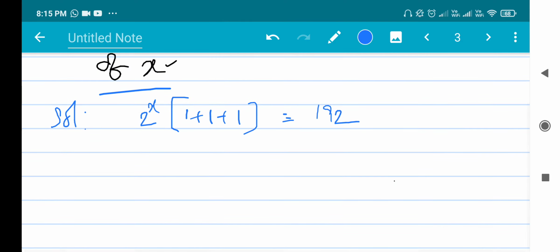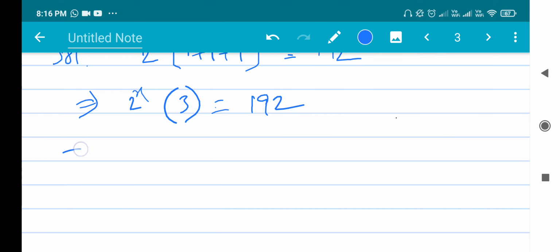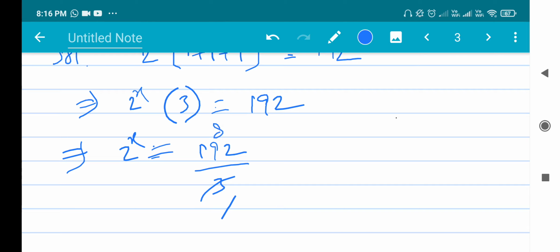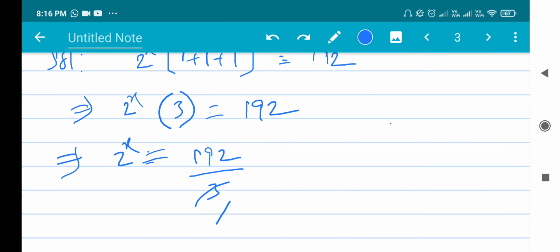So what happened here? See, 2 to the power of x, 1 plus 1 plus 1 is 3, is equal to 192. So 2 to the power of x is nothing but 192 upon 3. 3 ones are 3, 3 sixes are 18, and 1 is carried here, 3 fours are 12, okay, 64. What happened here is 64.